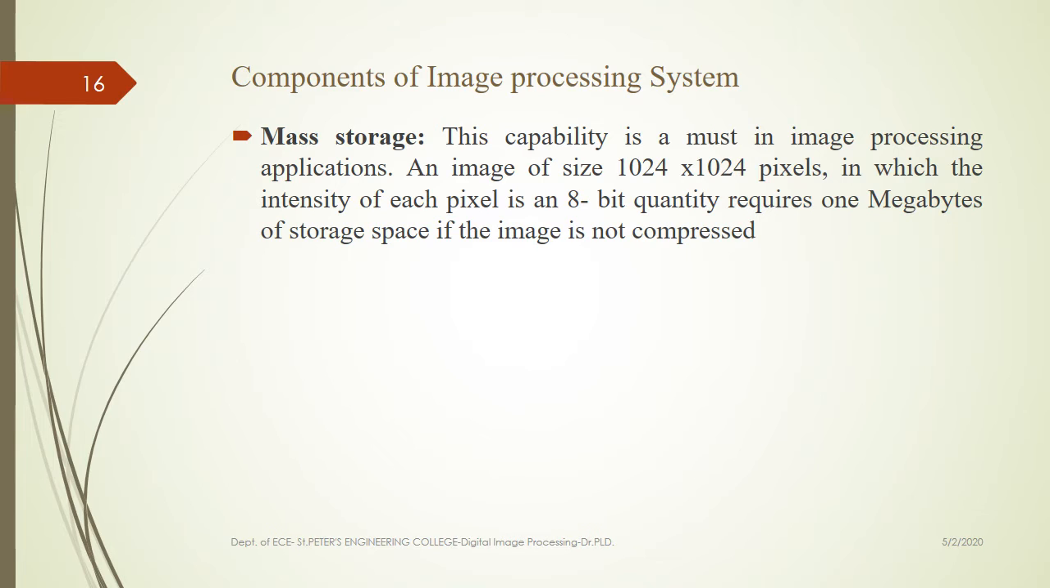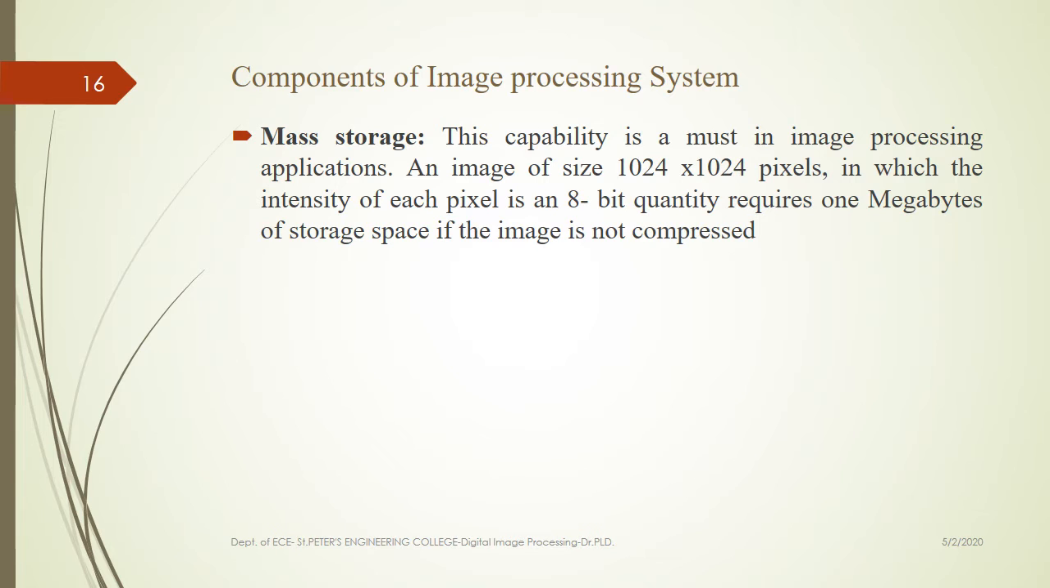If it is not compressed, the number of bits required for storing an image depends on the size of the image as well as the number of bits per pixel. In the last video we came across the number of bits required for storing an image of m by n size, with k bits per pixel, that is b equals m into n into k. The same thing here: 1024 by 1024 is the size of the image, and if the number of bits per pixel is 8, the total storage space required without any compression is 1024 into 1024 into 8.